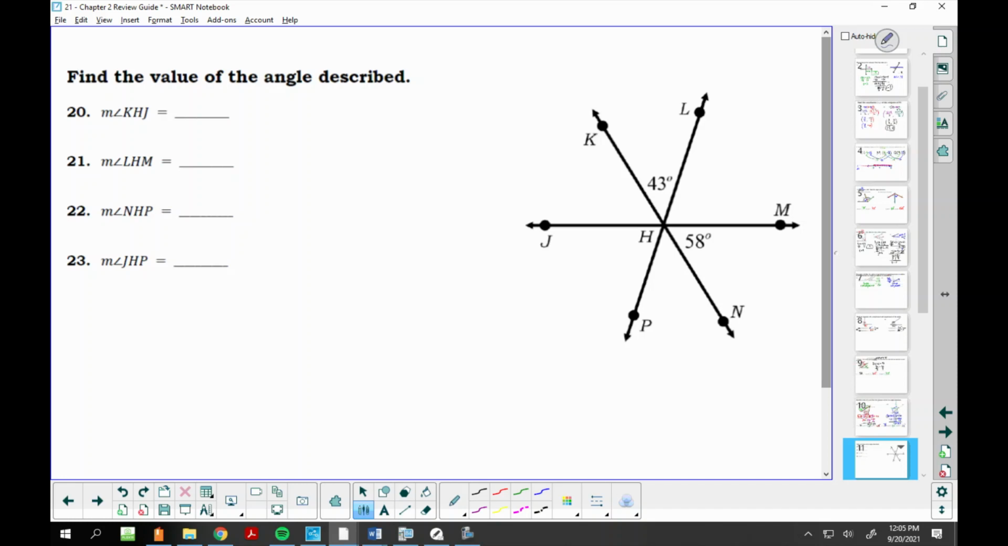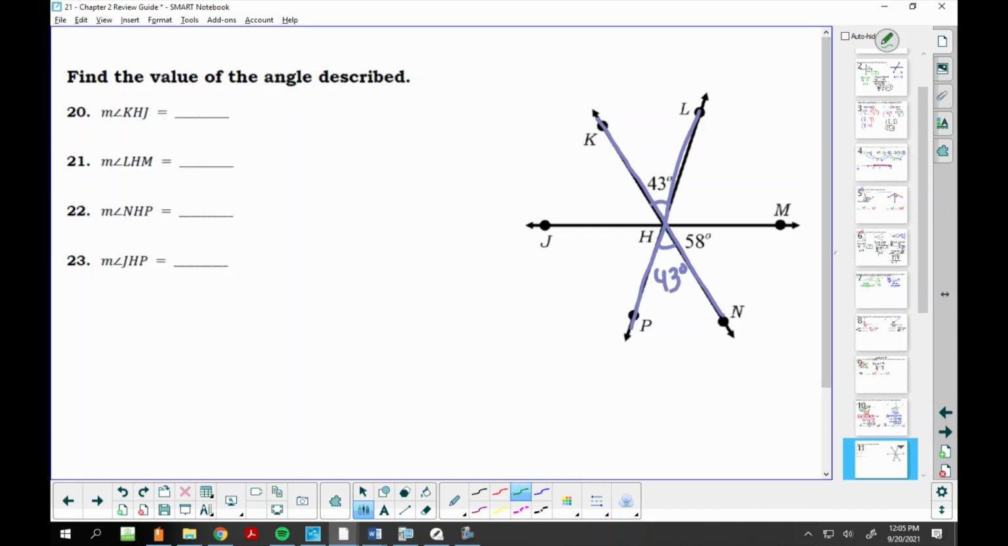Find the value of the angle described. Let's fill in all the missing parts first. We're going to use vertical angles and linear pairs, but we're going to start with vertical angles. So what I like to do is draw the X. So let's look at this 43-degree angle. Trace the two sides that make up the angle. So that means these two are vertical angles, which means this one's also 43. Remember, vertical angles are congruent.